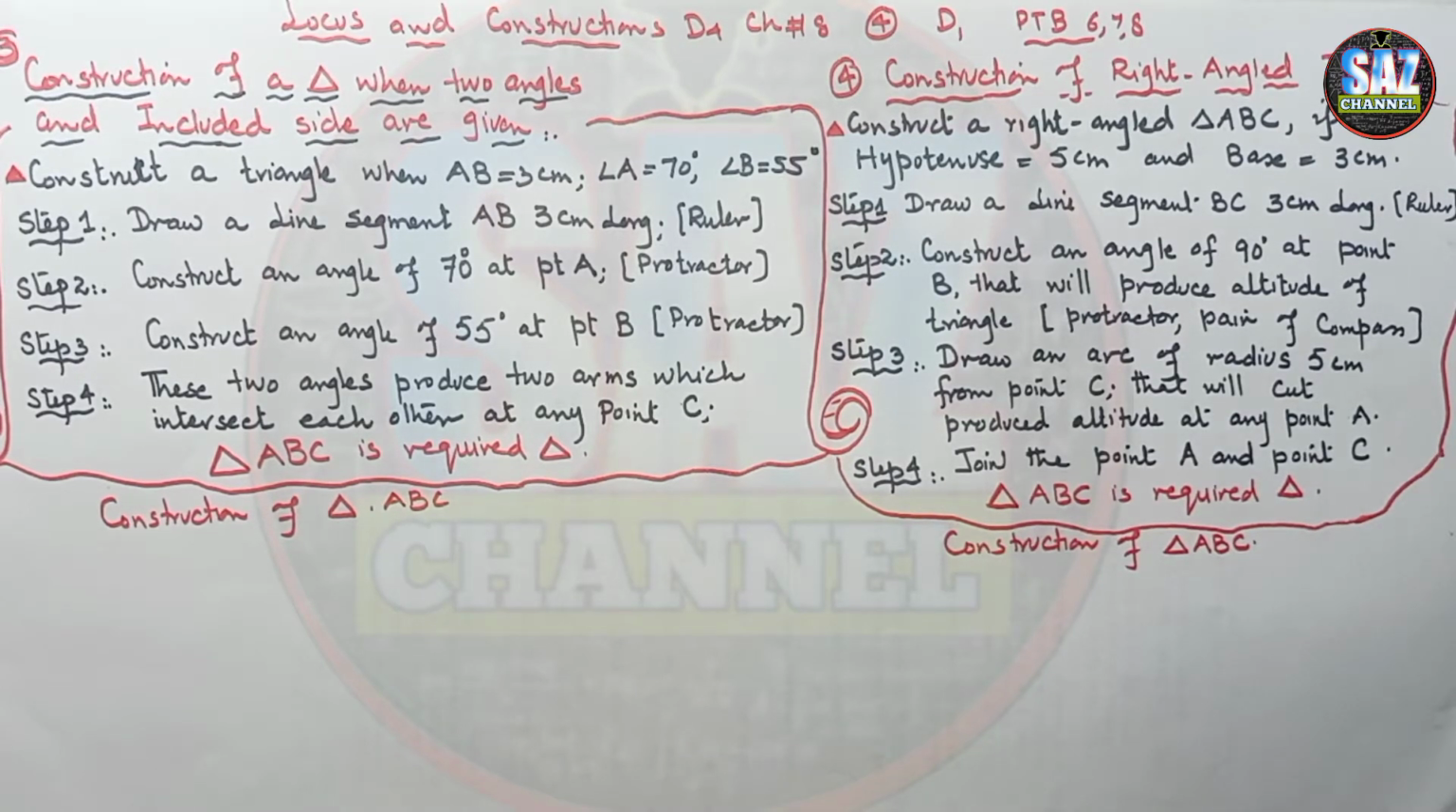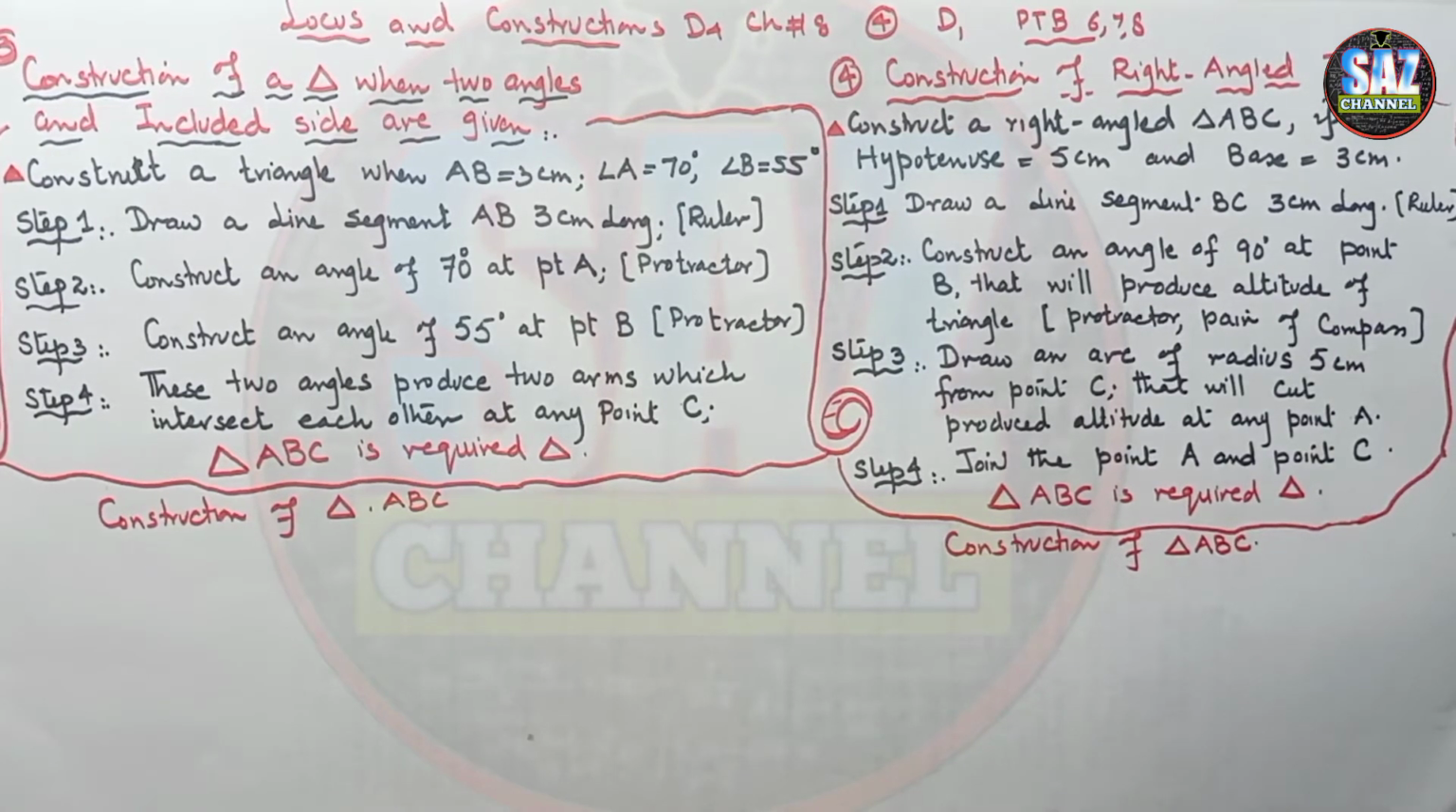This is my fourth lesson of D4 chapter number 8, that is about the locus and constructions. In this lesson I will be discussing how to construct the triangle when two angles and the included side are given, or the construction of the right angle triangle when the hypotenuse and one of the sides are given.